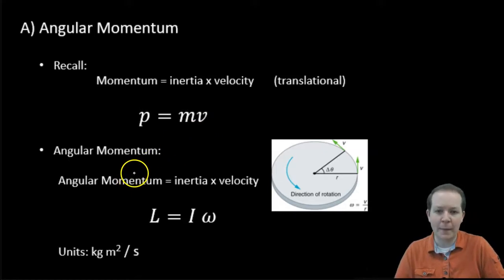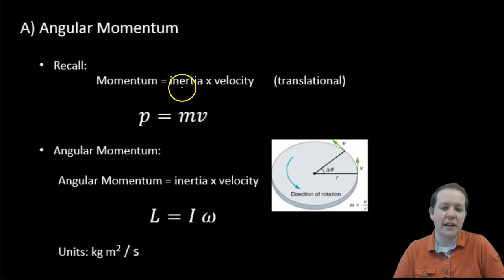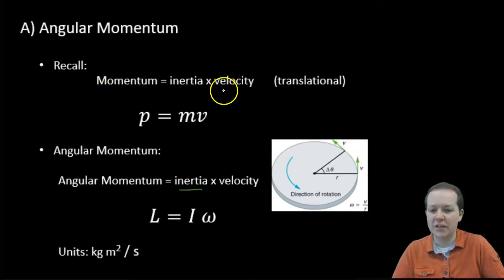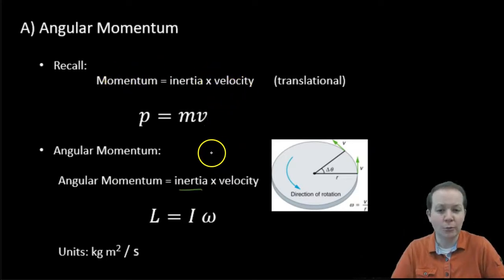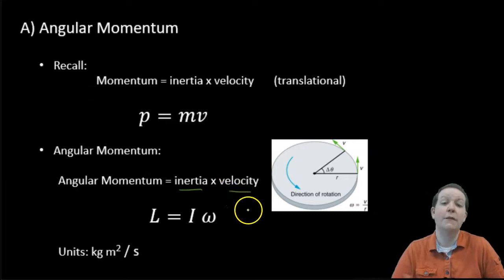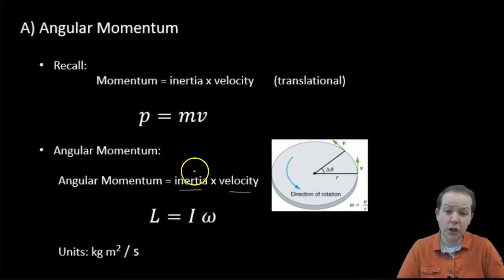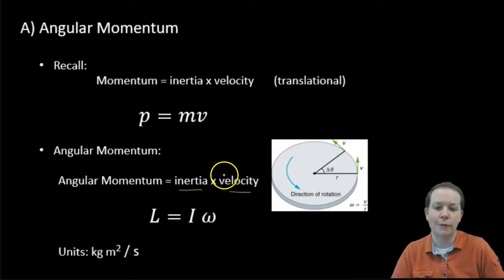For angular momentum, it's the same idea. Regular momentum was based on inertia. Angular momentum is based on inertia. Regular or translational momentum was based on velocity. Angular or rotational momentum is based on velocity. But of course, we are going to deal with the cousin or the angular version of inertia, the angular or the rotational version of velocity.